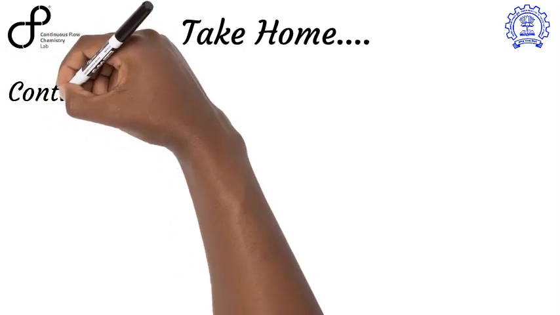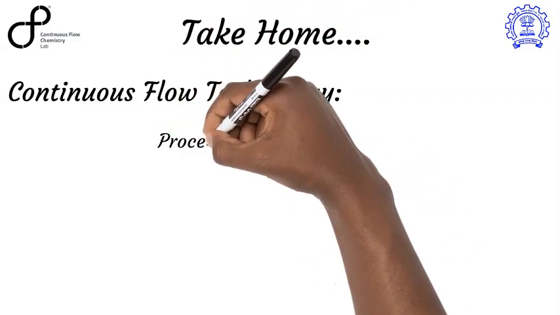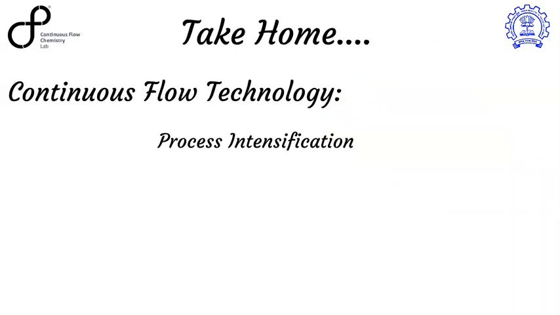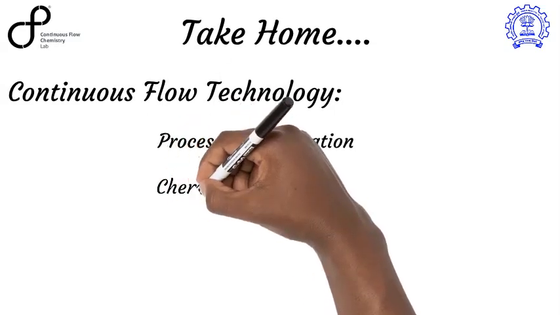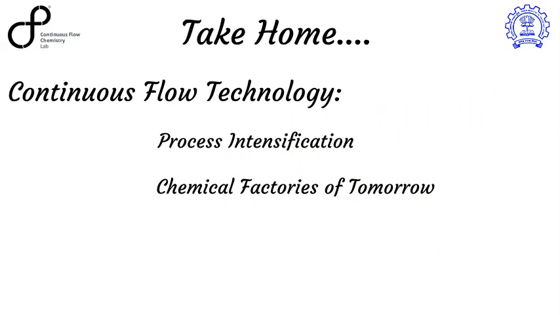In this video, we have discussed so many diverse chemical production processes, which were intensified via continuous flow technology. I am sure you all will agree with me that this is an ideal platform for process intensification. Slowly and steadily, a large number of chemical processes are shifting from traditional batch to continuous flow processes. In fact, continuous flow technology is projected as the process for the chemical factories of tomorrow.